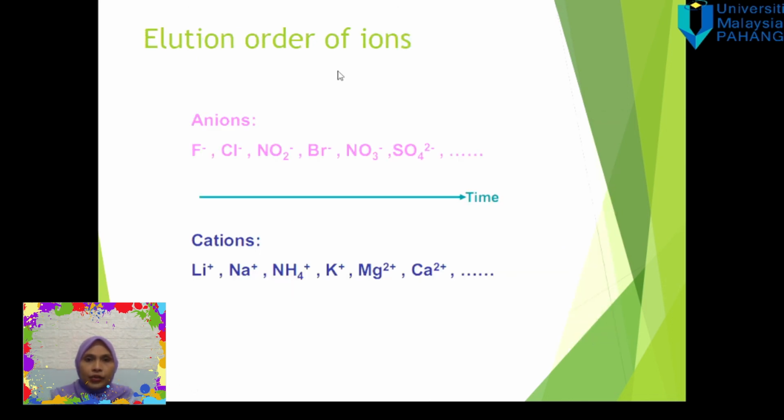And this is the elution order, like I mentioned just now. Because of the size, fluoride is smaller, and more charges will be retained longer. The sequence is like this. It cannot be just simply said why this one; they have their own factors. Like for cations, there is also a reason why lithium comes out first compared to calcium.